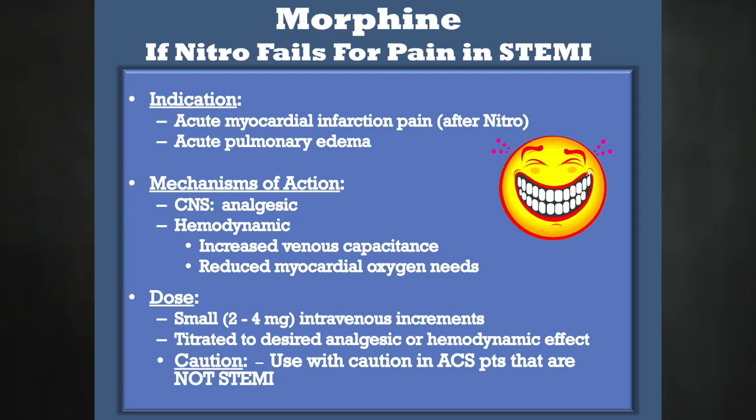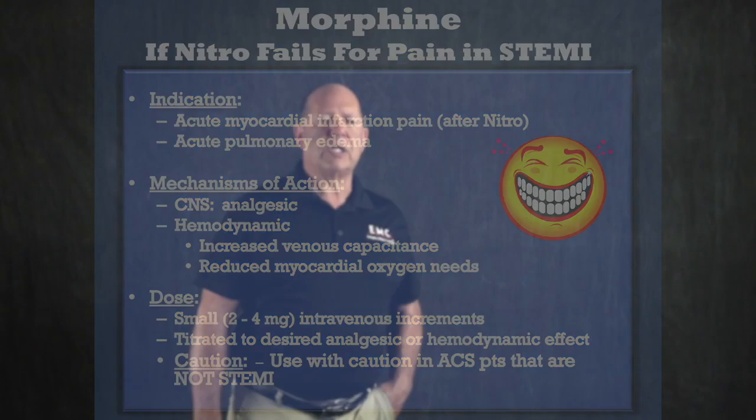Just as a point of interest, you may see other medications utilized to manage cardiac chest pain other than morphine, just based on some studies that have been coming out over the last several years. The dose on this is small increments, 2 to 4 milligrams, until we reduce the pain.